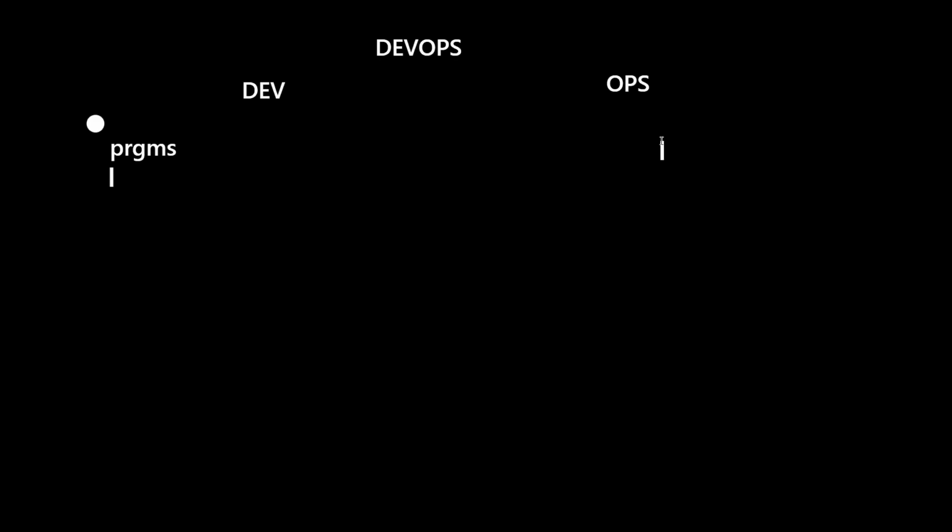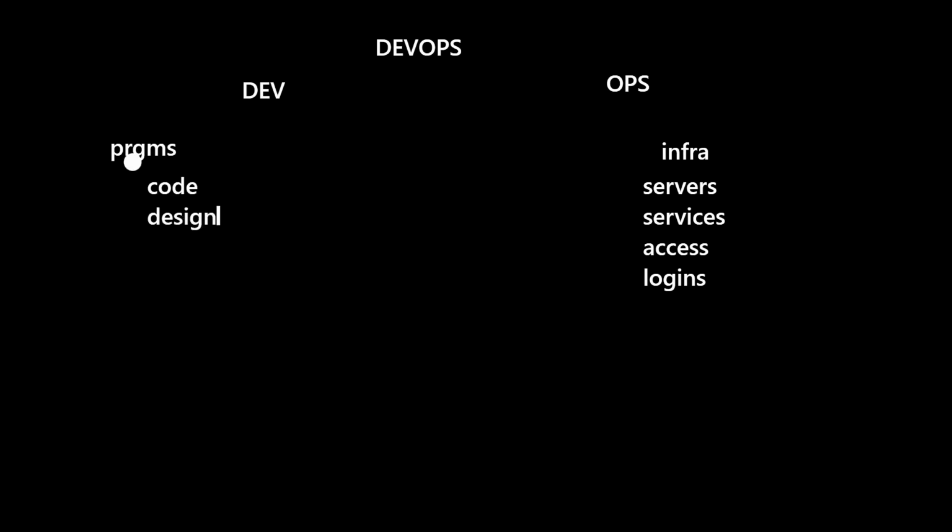Operations teams are the ones who take care of the entire infrastructure. If I put it in more detail, the ops team takes care of infra management, right? They take care of the servers, services on those servers, access, logins, and networks. All of this may be taken care of by the ops team, let's say the admin team, right? And developers develop the code, work on designing the application, and work on building the application, right?